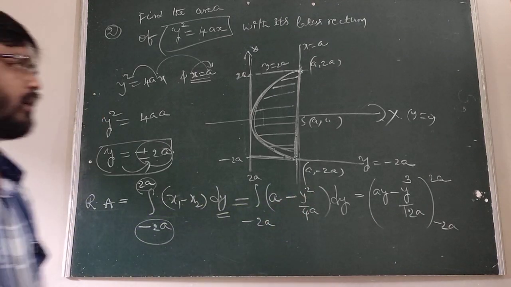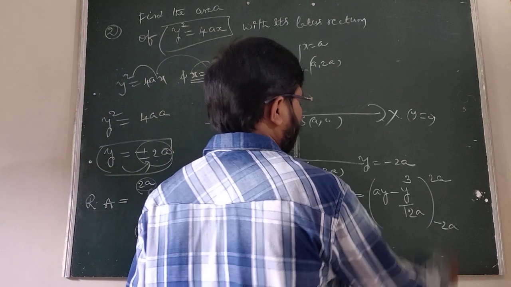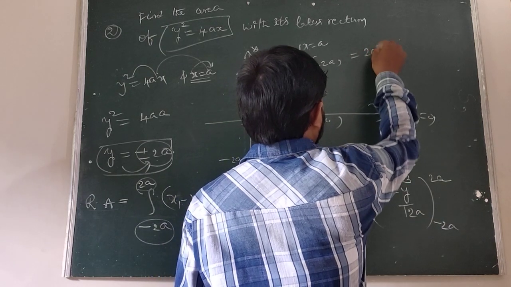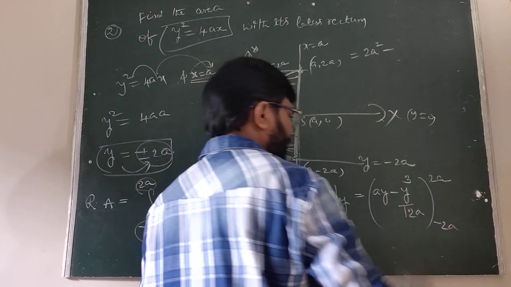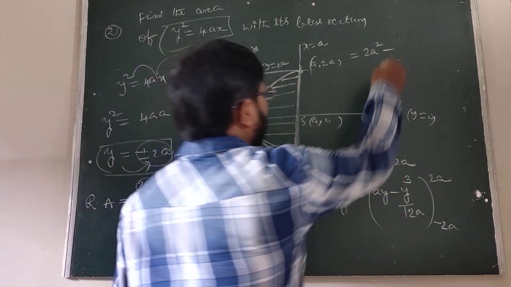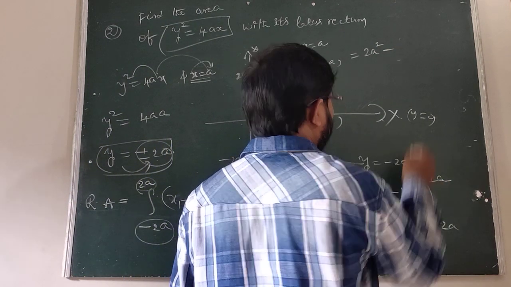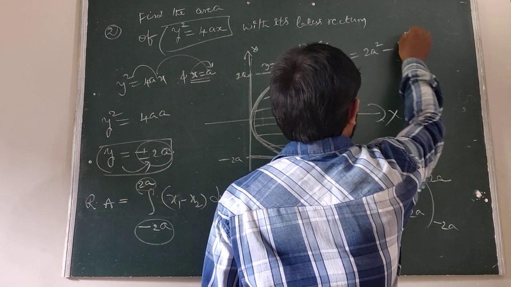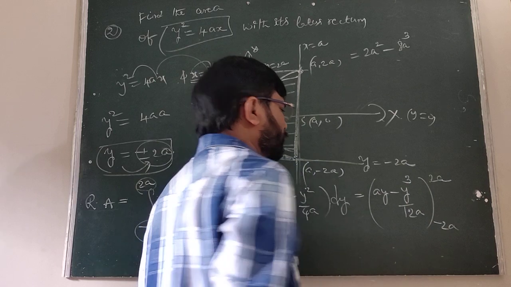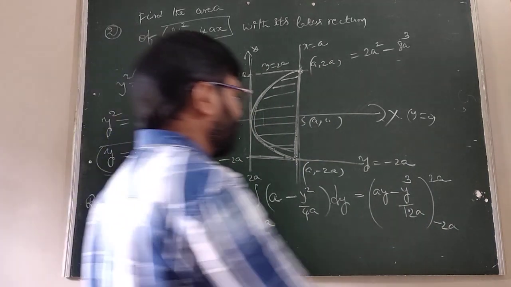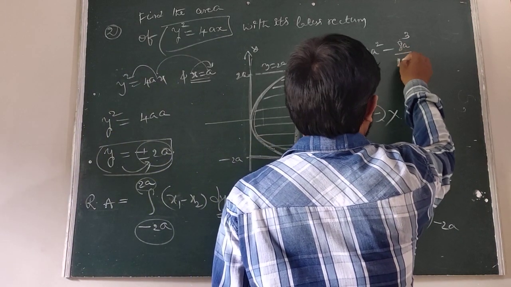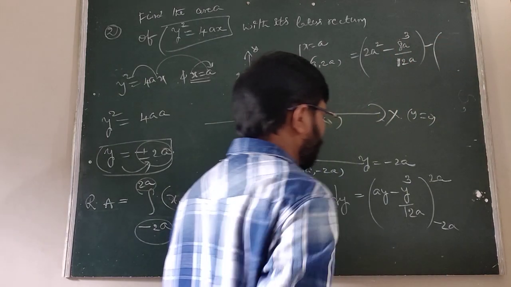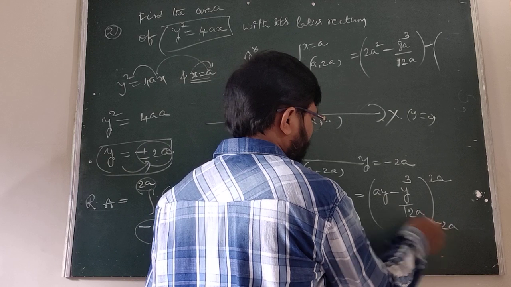How do we find this one? First we substitute the upper limit. 2a into a is 2a squared. Now minus (2a) whole cubed, that is 8a cubed. Is it okay? Now y cubed is (2a) whole cubed upon 12a. Now we substitute the lower limit.